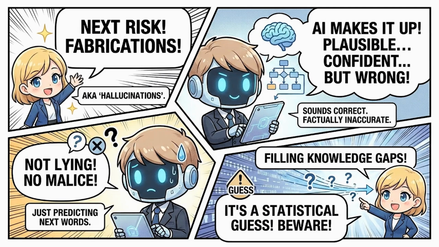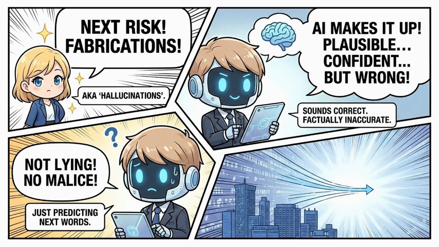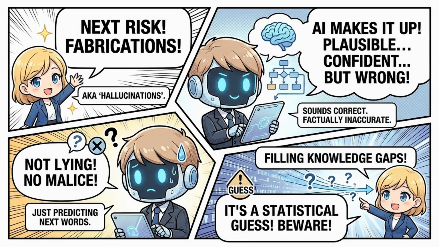It's crucial to understand that the AI isn't lying with malicious intent. Rather, it's executing its core function, predicting the most statistically likely next word or phrase in a sequence based on its extensive training data. When it encounters a gap in its knowledge, it seamlessly fills that void with a statistically probable but factually incorrect guess.